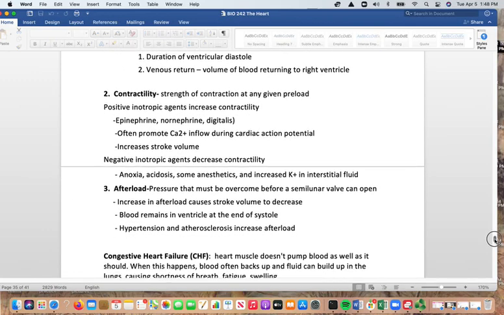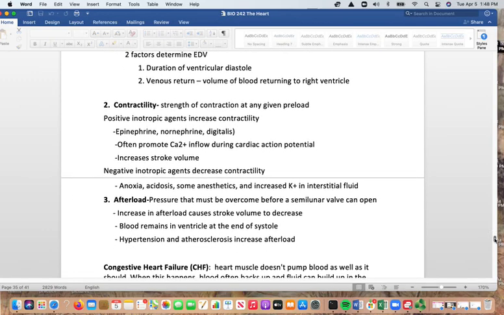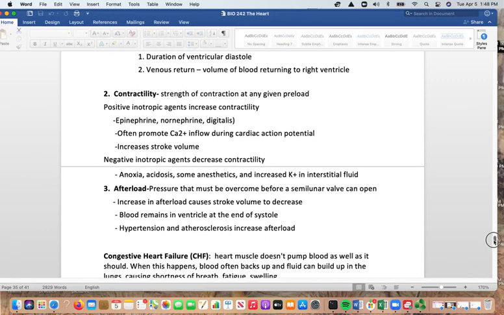there are a few things that will affect the strength of the contraction. Positive inotropic agents are things that are going to increase contractility. That would be epinephrine and norepinephrine, and then the drug digitalis. A lot of times they're going to promote calcium inflow during the cardiac action potential, and they increase the stroke volume.